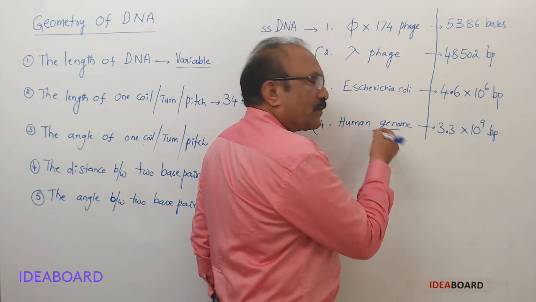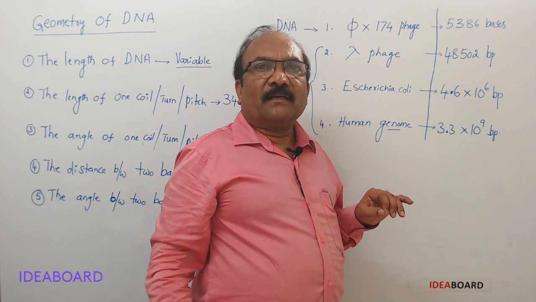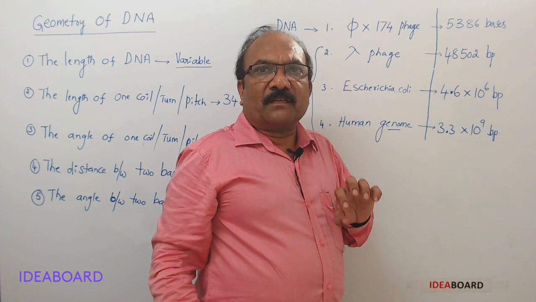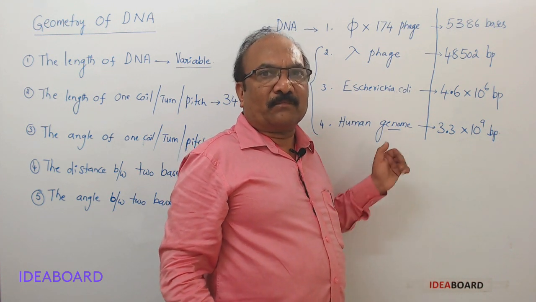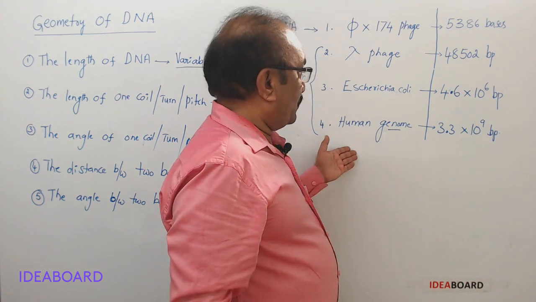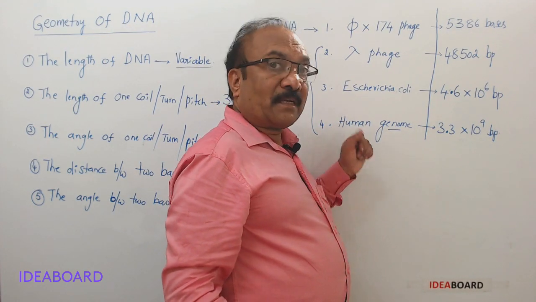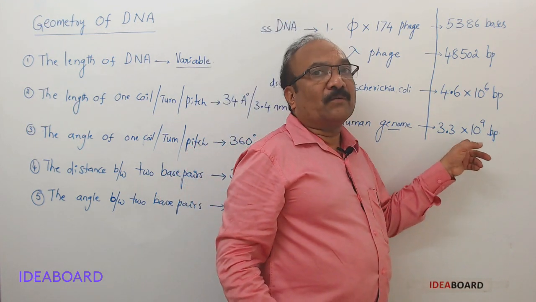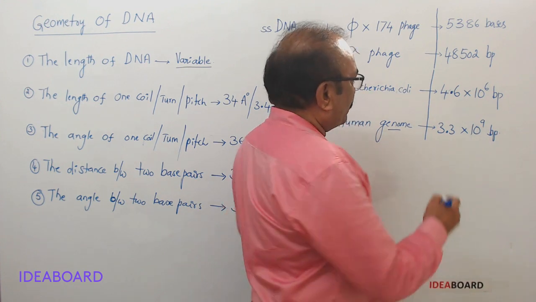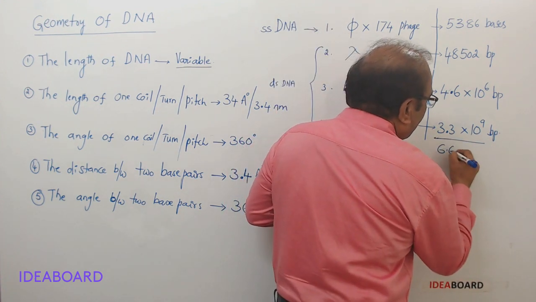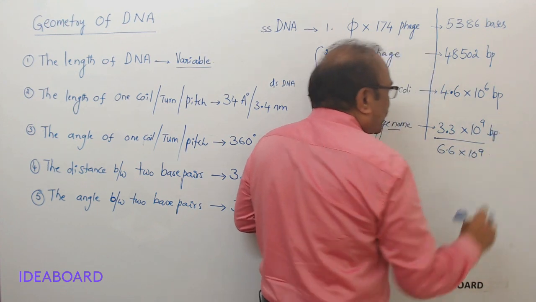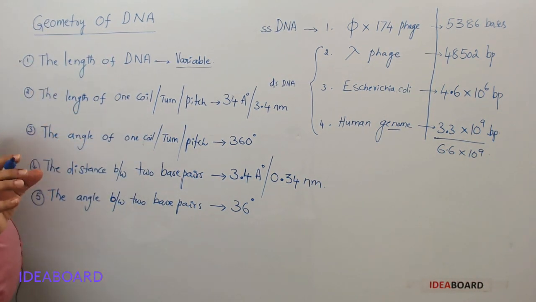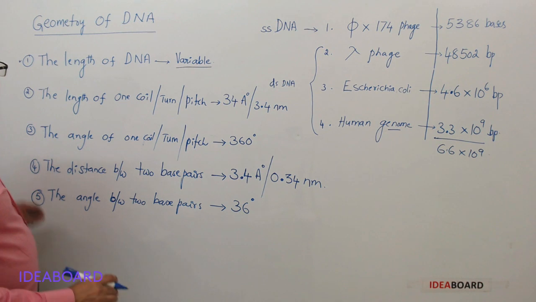And what is genome? Means what? This is haploid number. The haploid number of chromosomes or the genes present in a haploid set of chromosomes is called genome. So this is for haploid cell of human. Then what about diploid cell? That becomes 6.6 into 10 power 9 base pairs. Like that, that is the first thing. The length is variable. Okay.